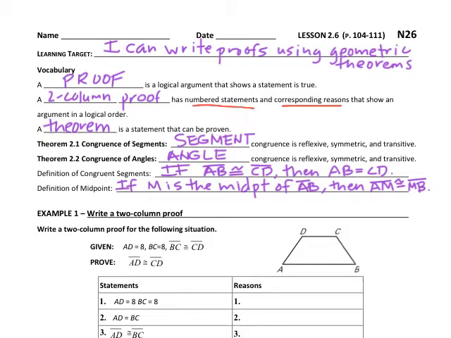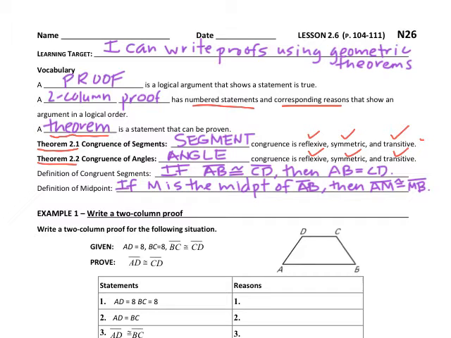A theorem is a statement that can be proven, and we haven't actually proven those theorems, but we know some theorems. And here's a theorem here, 2.1. It's the congruence of segments. So segment congruence is reflexive. That means that segments are congruent to themselves. They are symmetric. We can switch the order and they're still congruent. And they are transitive. We know those because we wrote them in our theorems page, and also we talked about them in class. Same thing for theorem 2.2. Angles are reflexive, symmetric, and transitive when we're talking about their congruence.